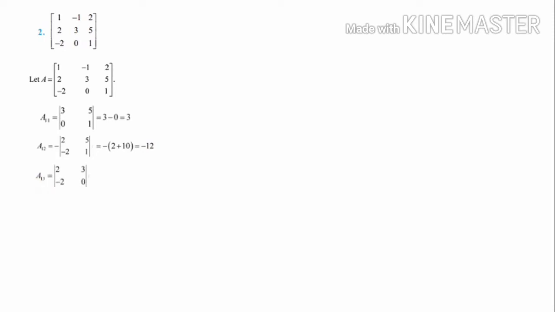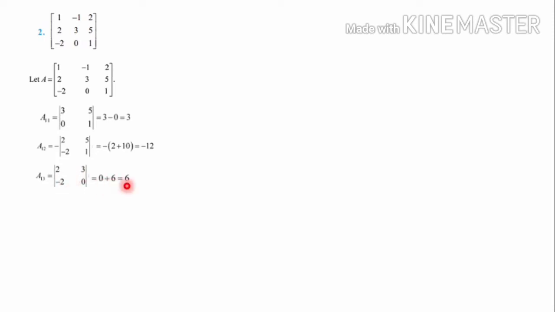Next, A13, the element 2. We have to delete the row and column. The elements are 2, 3, minus 2, 0. It's written here, and the sign is positive because 1 plus 3 is 4. 4 is an even number, so the sign is positive. Let's calculate the value. 2 into 0 is 0, minus into minus, plus 3 into 2 is 6.